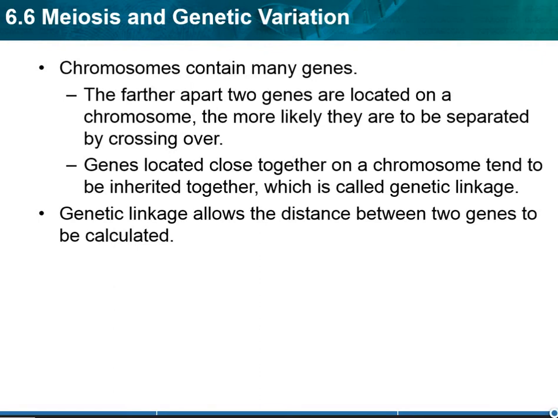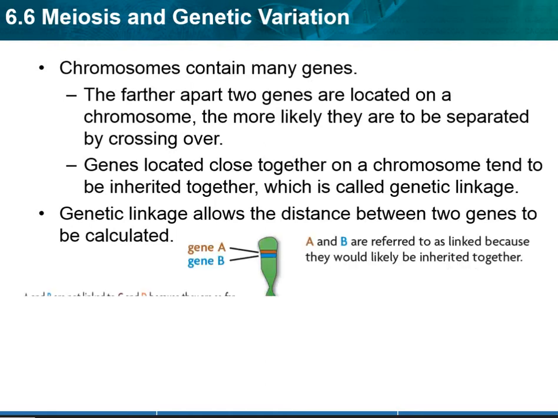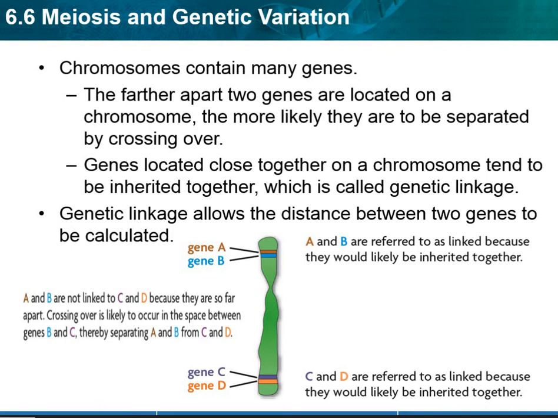So genetic linkage allows the distance between two genes to be calculated by how often crossing over would occur. So if it happens often, then they're not very close to each other on the chromosome. If it happens rarely, then they're going to be close to one another on that chromosome.